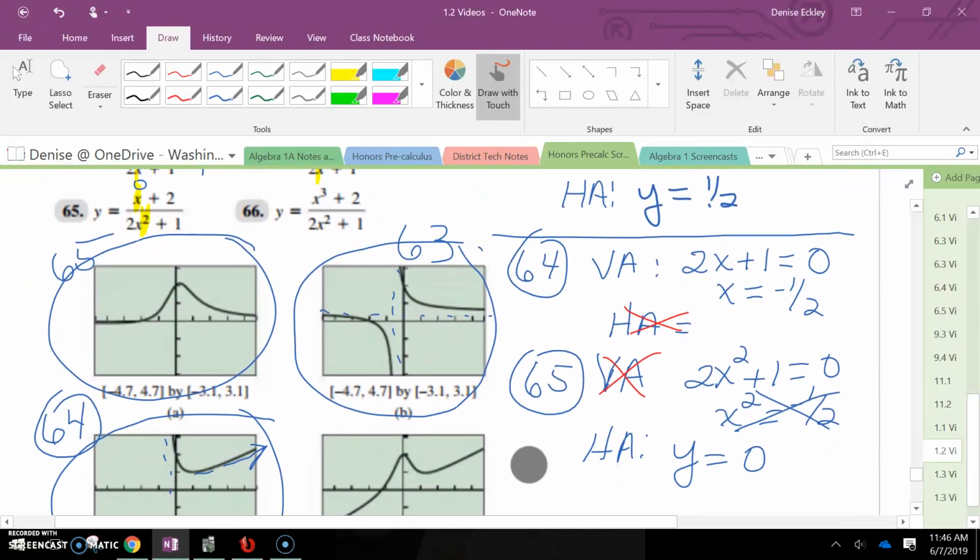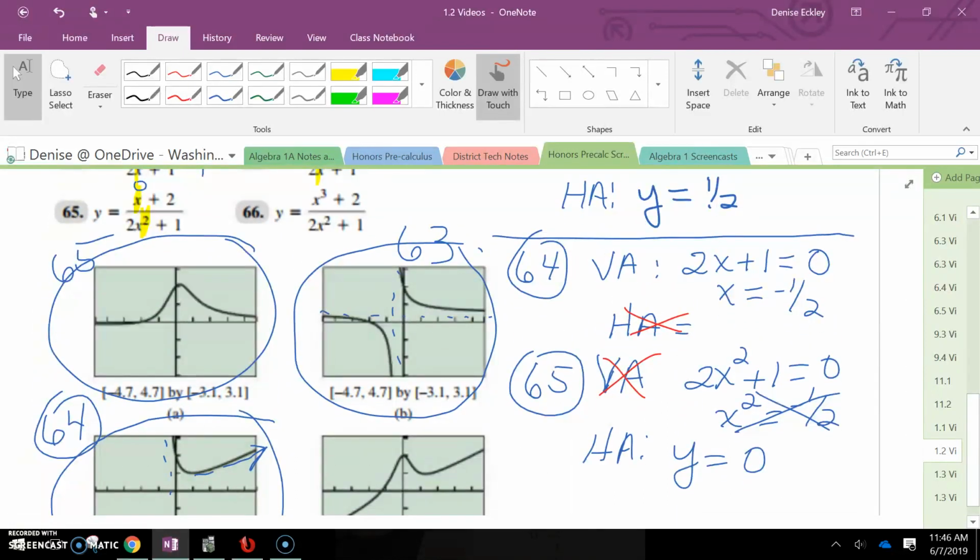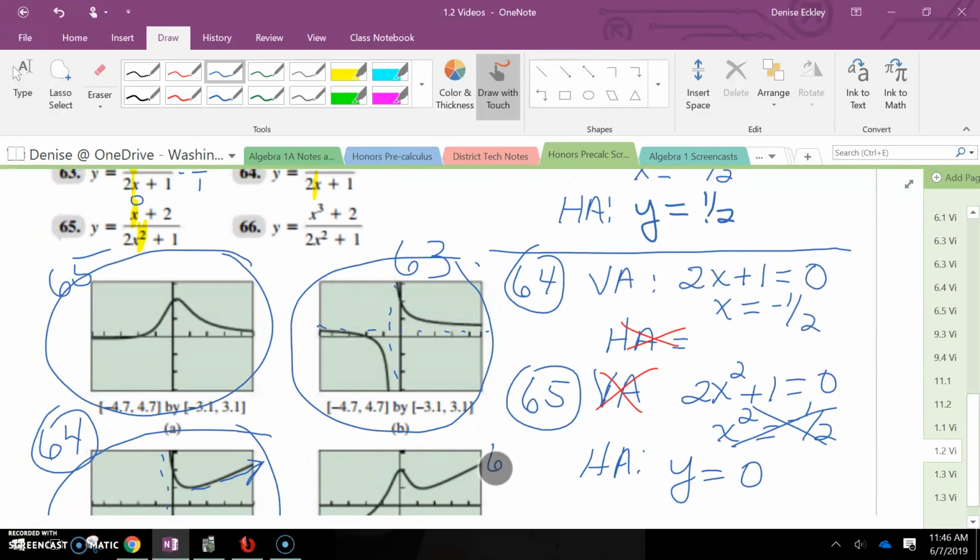And obviously, by process of elimination, 66 would be the last one. But we can see here, looking at the graph, that we have neither a horizontal nor vertical asymptote for that graph. So the last one is going to be 66.